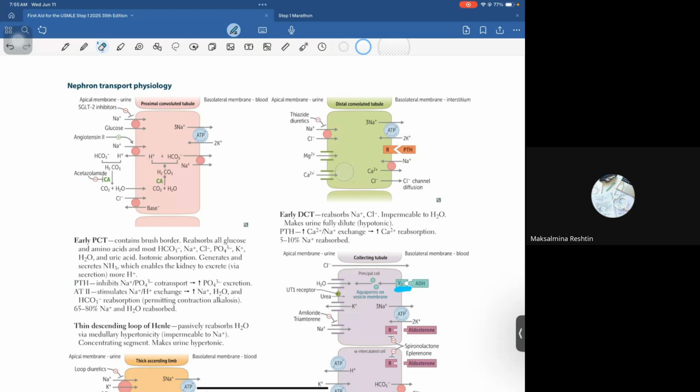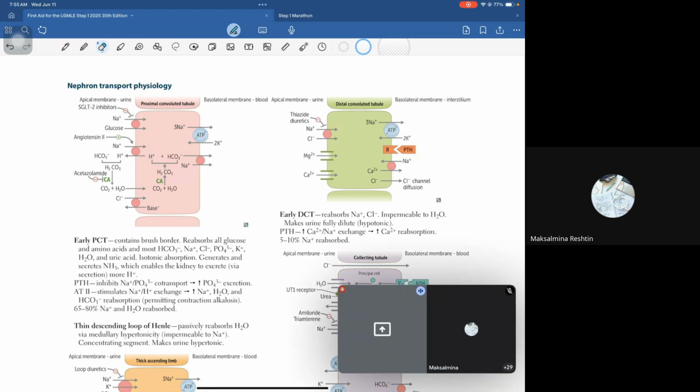Okay, so guys, are you with me here? Let me explain. How does Gitelman syndrome cause metabolic alkalosis? Why? How? Gitelman syndrome is just similar to thiazide diuretic use.